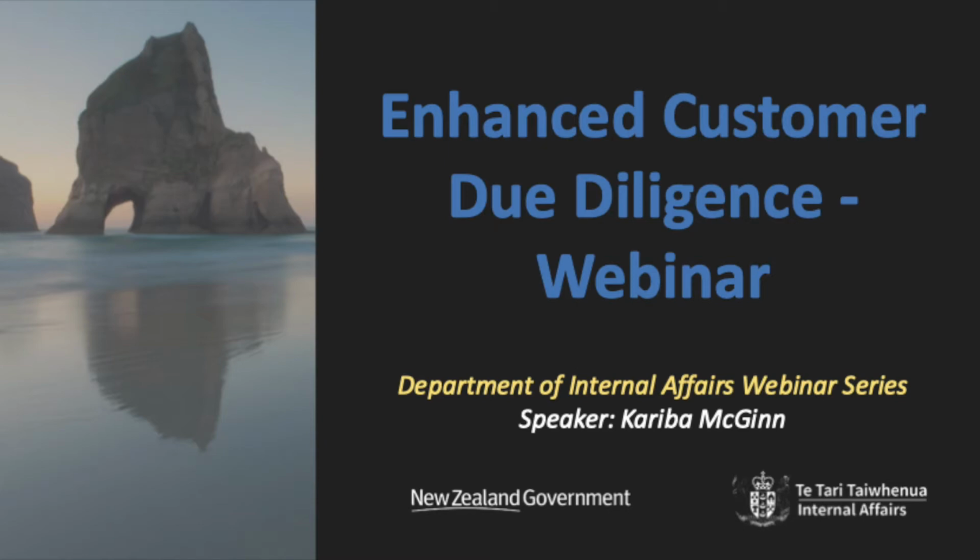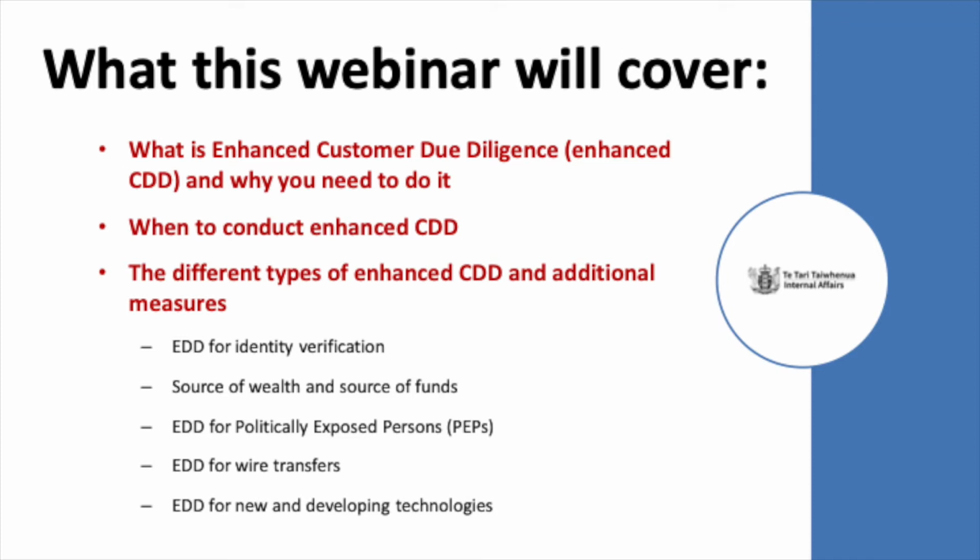Today's webinar will be focusing on Enhanced Customer Due Diligence, also known as Enhanced CDD or EDD. Firstly, here's what we'll be covering. What is EDD and why you need to do it? When to conduct EDD? The different types of EDD and additional measures, in particular, EDD for identity verification, source of wealth and source of funds, EDD for politically exposed persons or PEPs, EDD for wire transfers, and EDD for new and developing technologies.